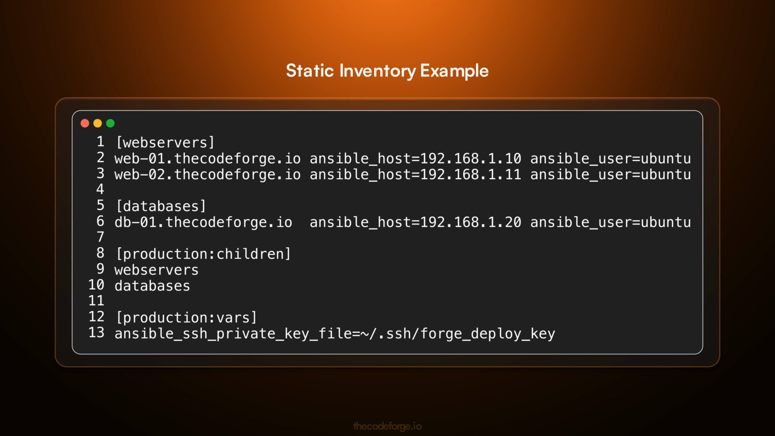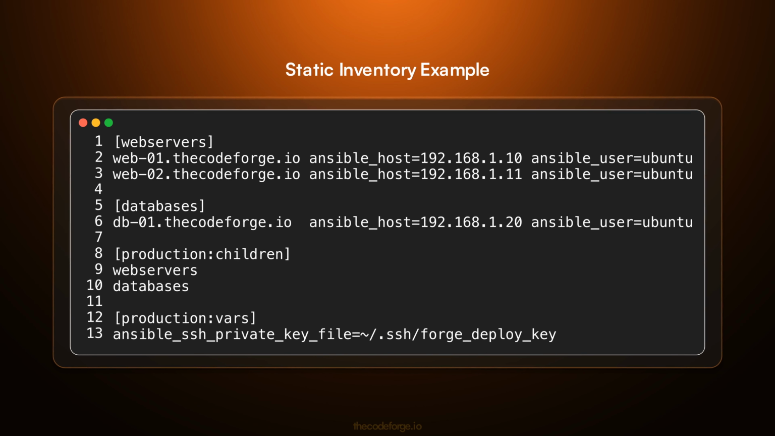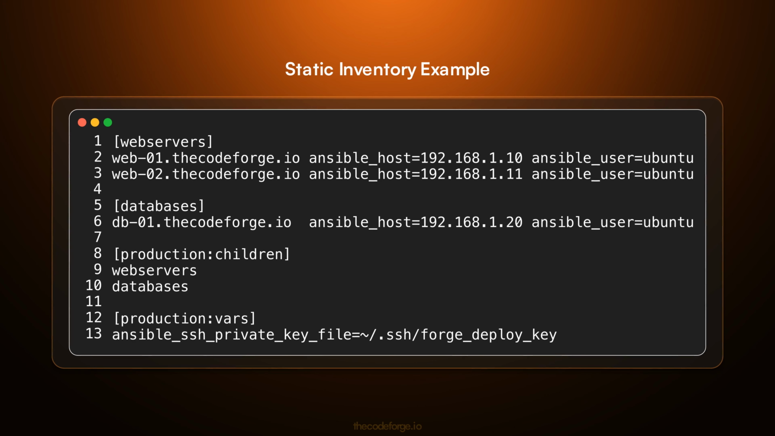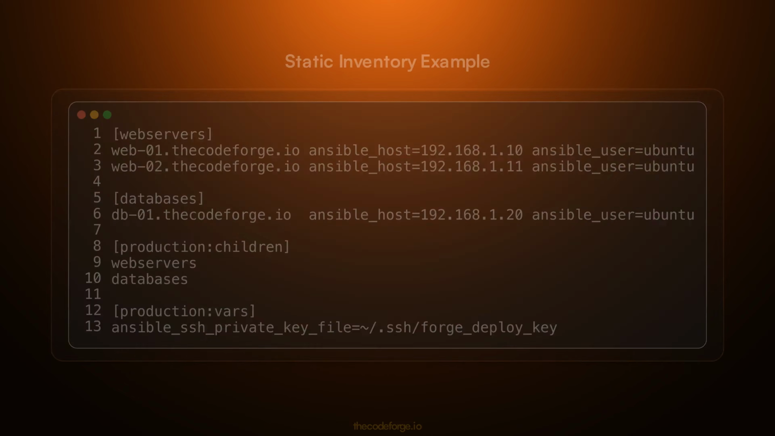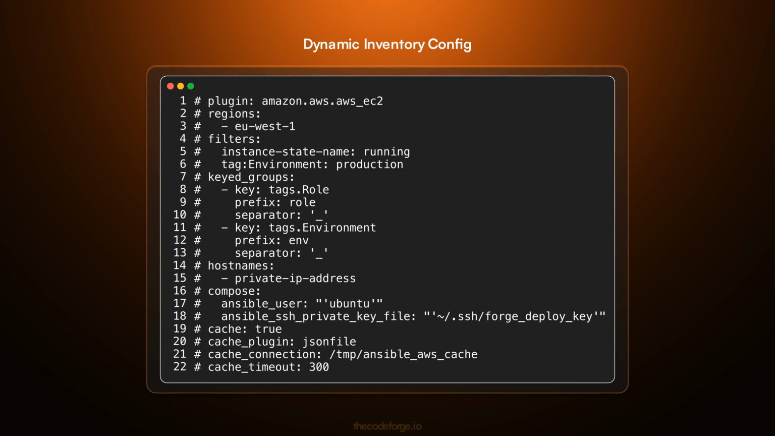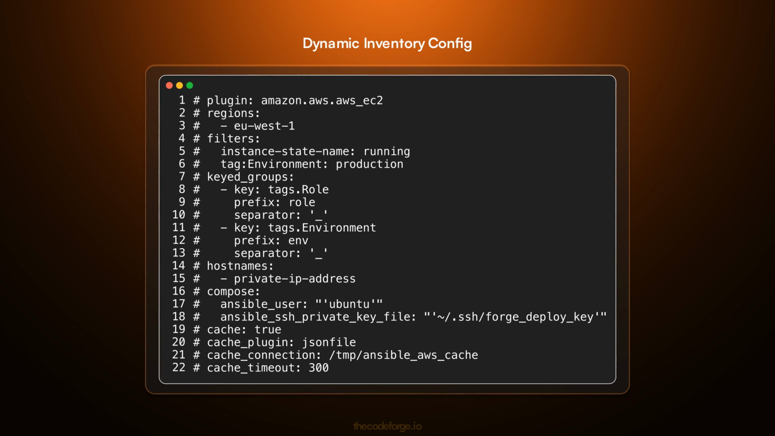Here's a static inventory file in INI format. It defines groups like web servers and databases and sets group variables. Static inventories work for small, fixed fleets, but for cloud environments you'll want dynamic inventory. Dynamic inventory pulls host lists directly from cloud APIs.